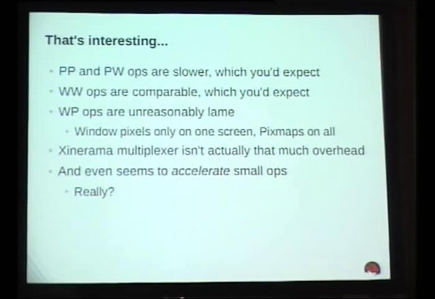So pixmap to pixmap and pixmap to window operations are slower, which you'd expect, because the pixmap actually exists on every screen and the window doesn't. So you have to go across every screen to do the split. Window to window operations are comparable because the window actually fits all on the one screen. So when the second operation happens, it just gets clipped away because no drawing is actually happening here. Window to pixmap ops are unreasonably lame because now I'm going from this one window operation out to all the pixmaps on all the backing screens, which means I'm doing n times more work. But the multiplexer isn't that much overhead on its own.